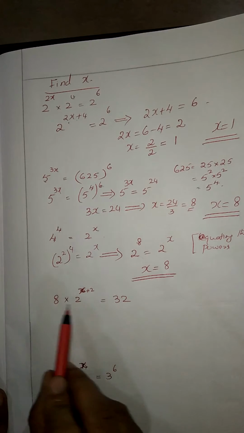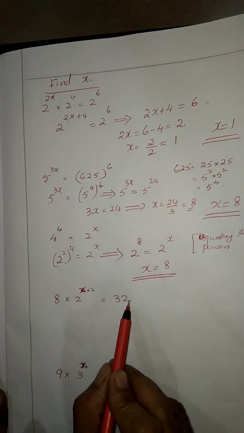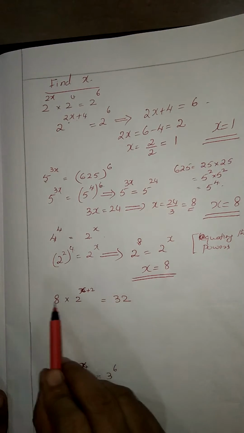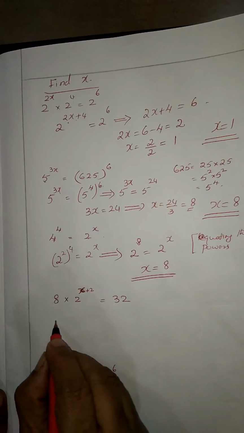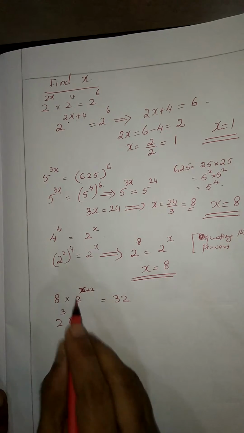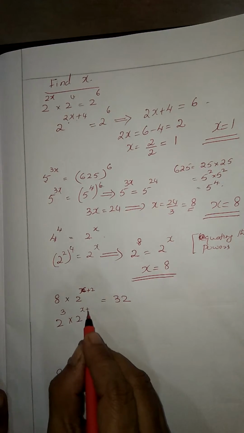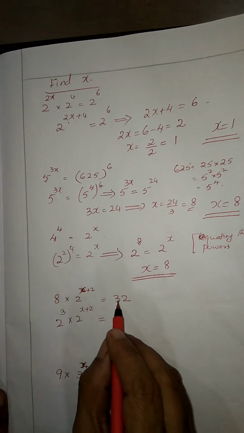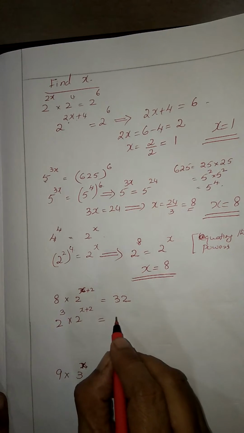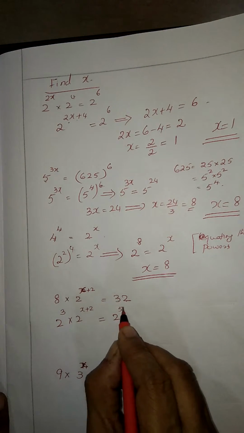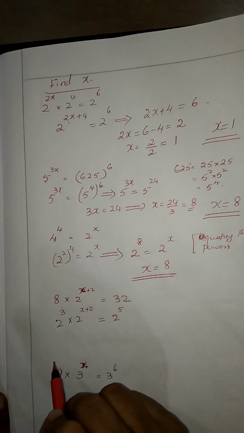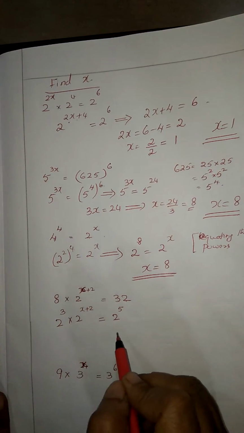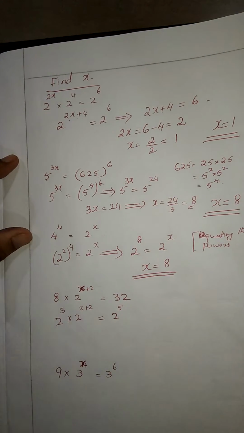And in this again you have this as 8 and this as 32. So now you should see how you can convert it to powers of 2. So 8 can be written as 2 cube, into 2 to the power of x plus 2, is equal to 32. You can write it as 2 to the power of 5. So you should learn 32 is 2 to the power of 5, 8 is 2 cube, all these things, so that you can do your calculation much faster.